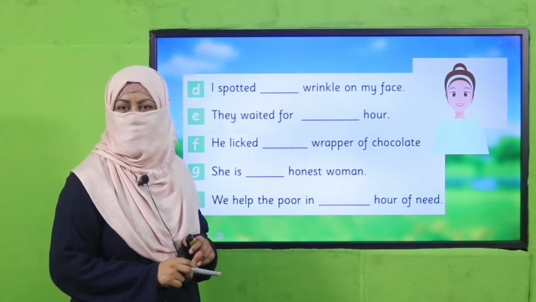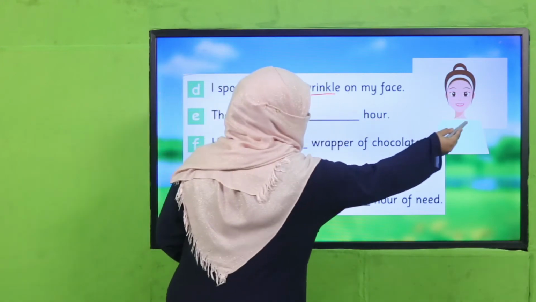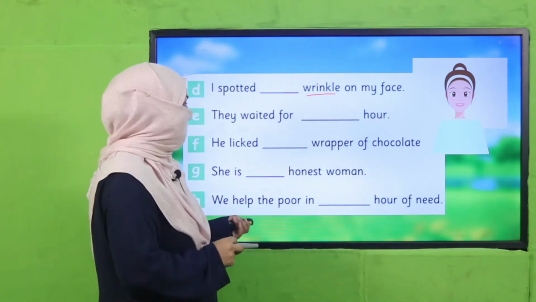Yes, my dear children, are you done with the use of articles? Good job. I hope you have understood this. This picture is telling you what wrinkles are, okay?